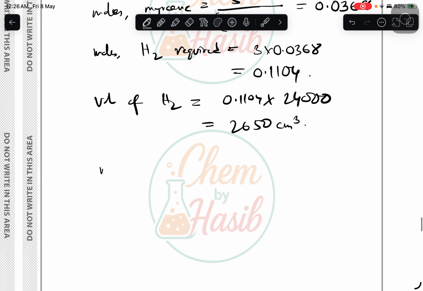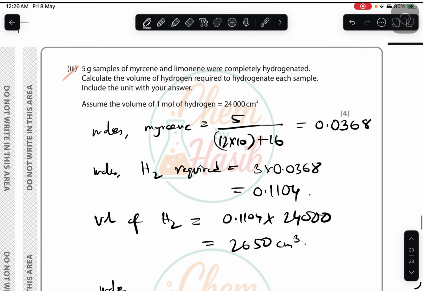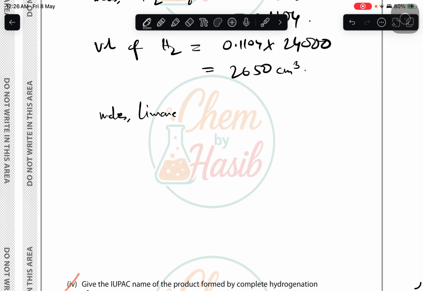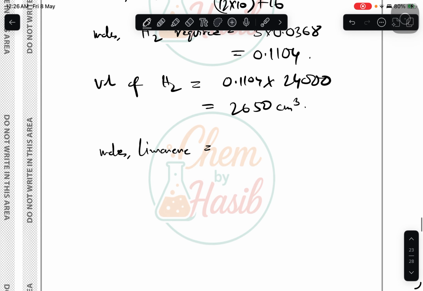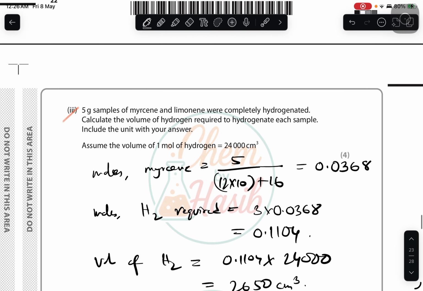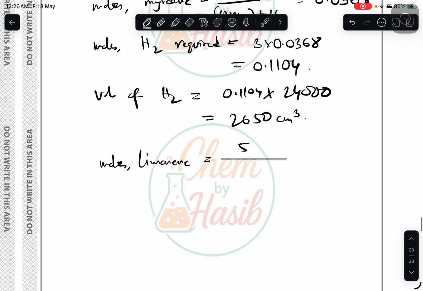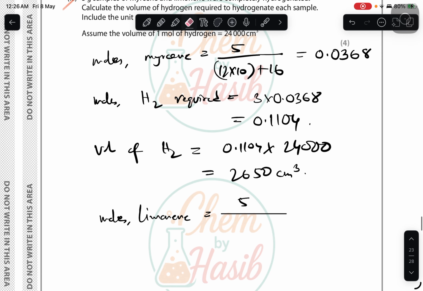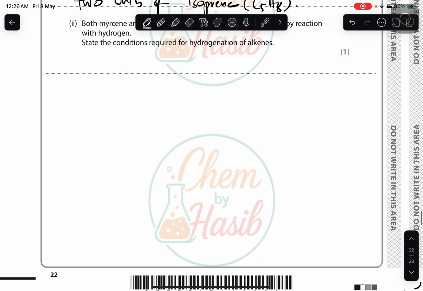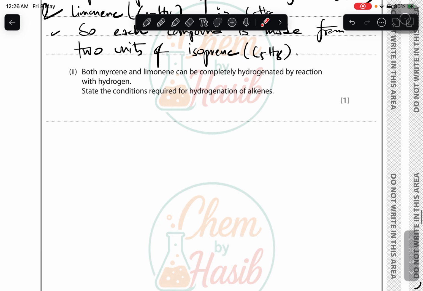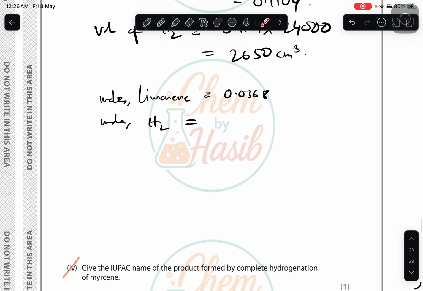Then we find the moles of limonene. Moles of limonene will be 5 divided by the molar mass. So the moles of limonene will also be the same, because they have the same molar mass, 0.0368. From there you find the moles of hydrogen gas. So if you look at the structure, limonene has 2 double bonds only, so the mole ratio will be 1:2. Because limonene has 2 double bonds, it will require 2 moles of hydrogen.